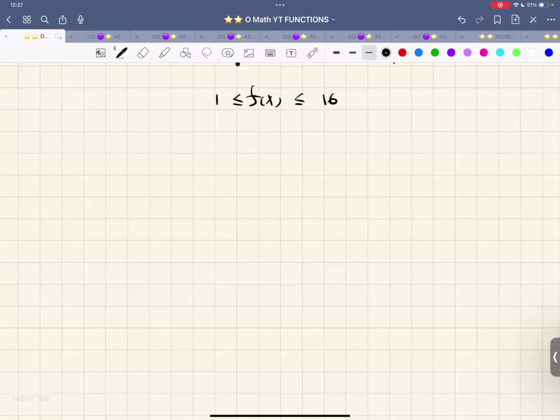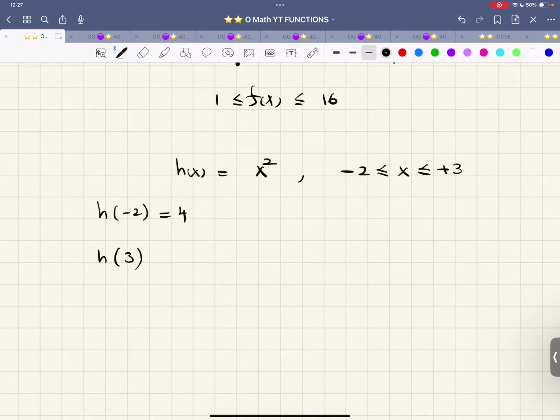What about h of x? That is x squared, and x lies between -2 and +3. Now, if I plug in -2, I get a 4. If I plug in +3, I get a 9. But there is something special. That something special is the concept of turning point.